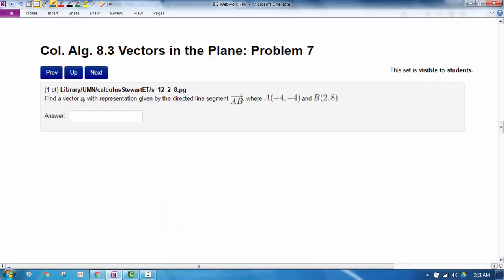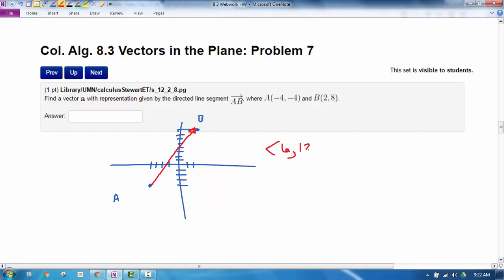Okay, the next question says find a vector that goes from A to B here. So I'm going to graph both A and B. A is -4, -4, and B is 2, 8. And we want a vector from A to B, so we want this vector here. So we want to go over 6, and we want to go up, and we're going to have to add the y values, so we want to go up 12. That's the vector we're looking for right there.